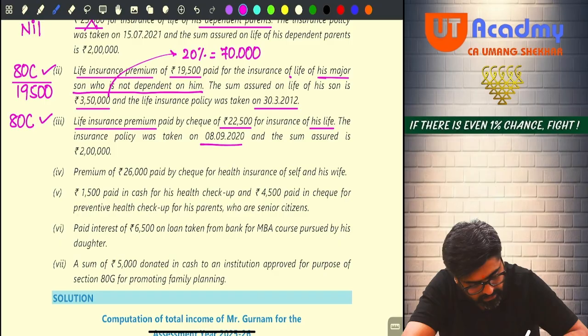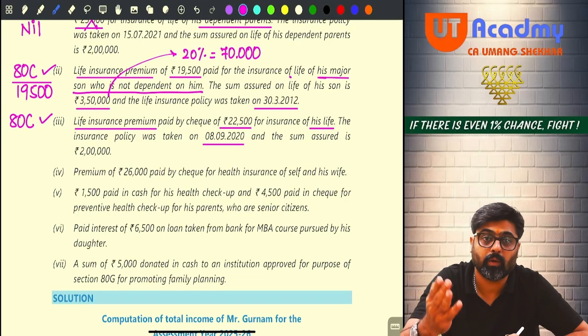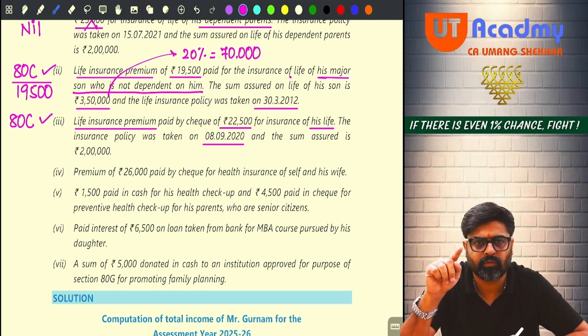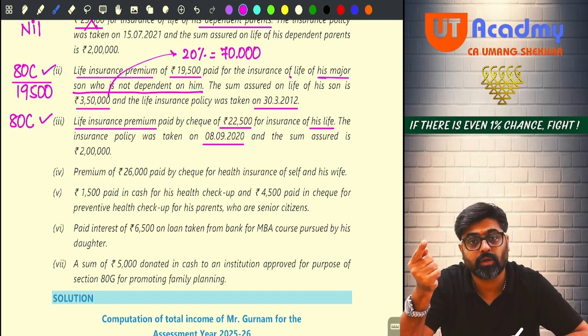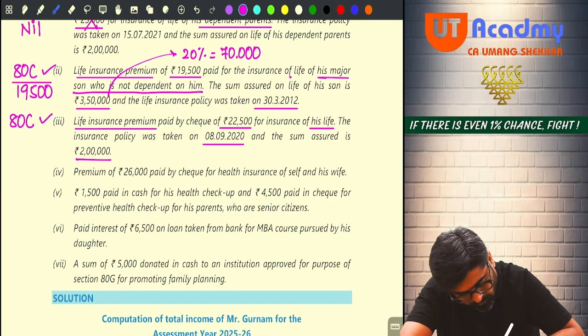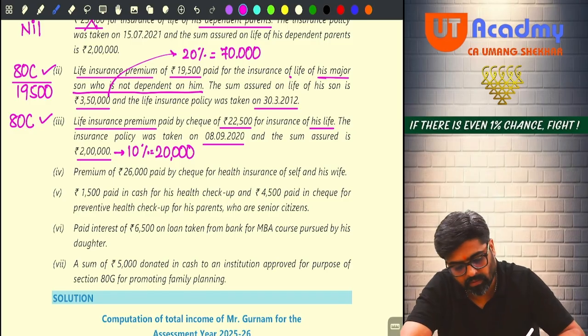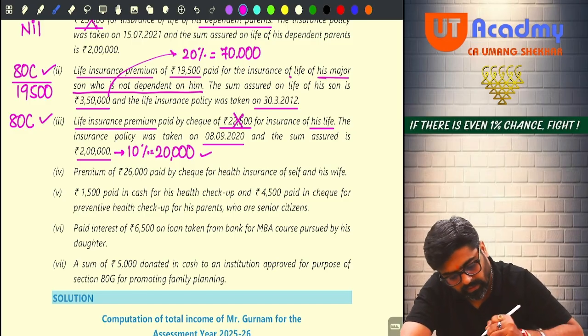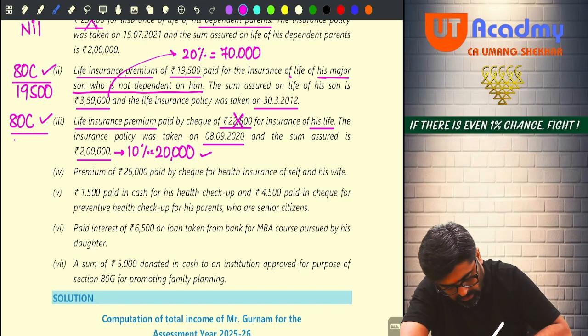Policy was taken on 8 September 2020, meaning on or after 1st April 2013. And are you a handicapped person or a person suffering from a specified disease? No. So you are not a handicapped person. For you, 10% of the capital sum assured should be the premium. The capital sum assured is 2 lakh, so 10% of this will be 20,000. And how much premium have you paid? 22,500. 22,500 will not qualify. 20,000 will qualify. So under section 80C, you will take 20,000.